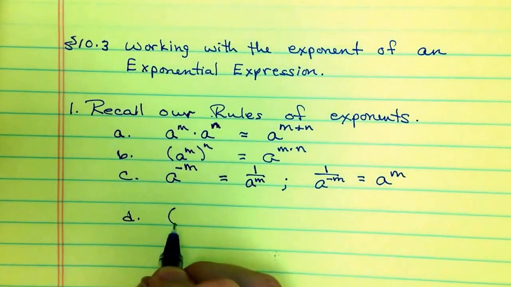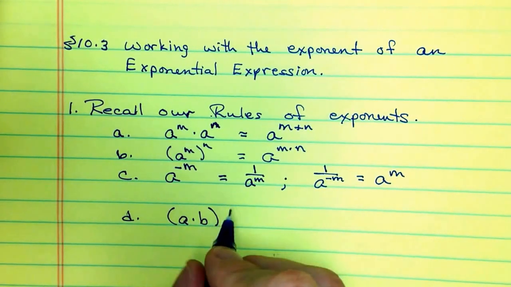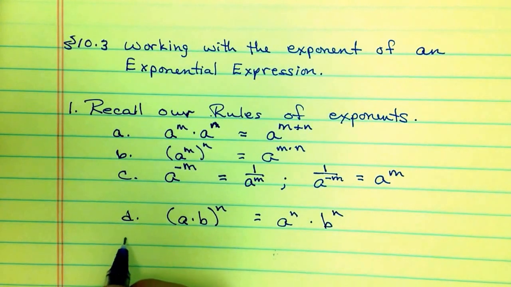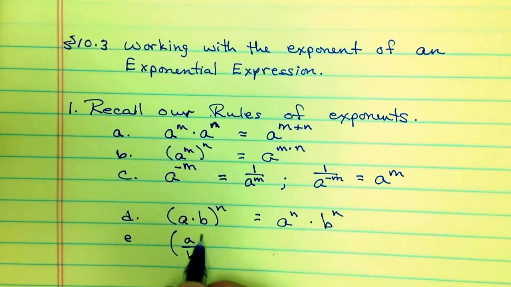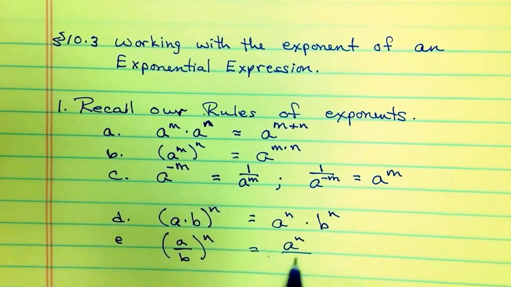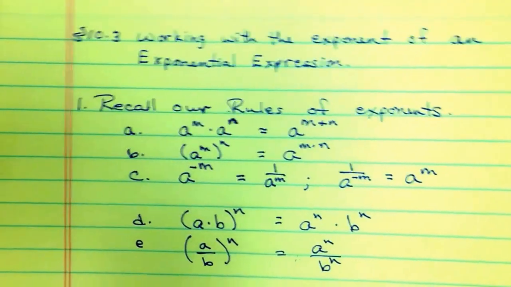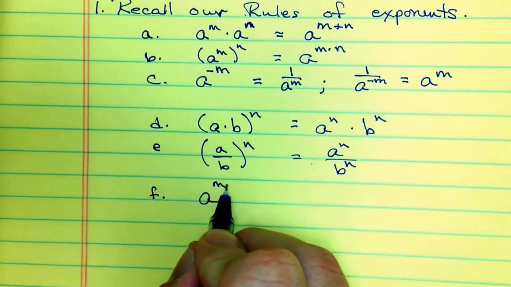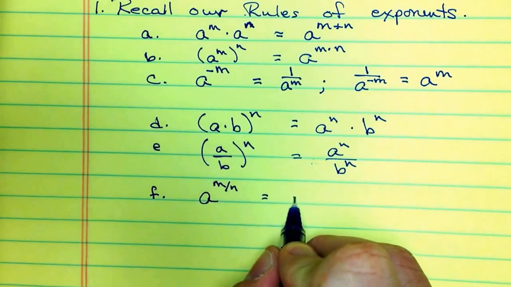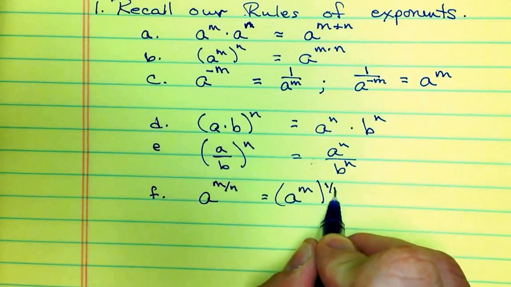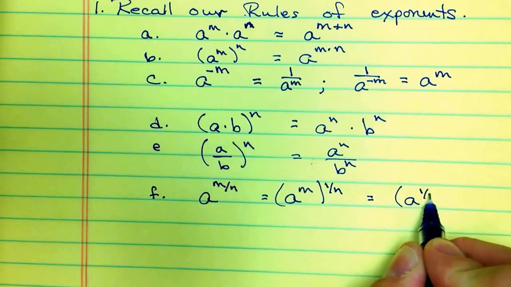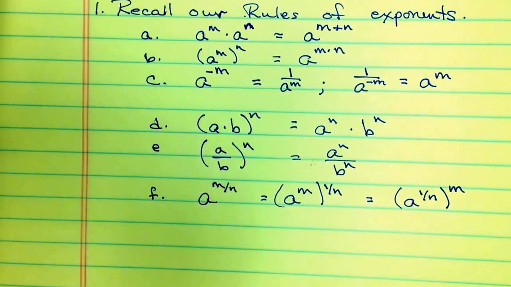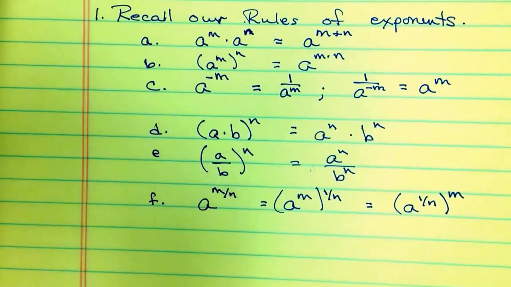What else? Let's see. We have a product to a power. A times b to the n equals a to the n times b to the n. We have a quotient to a power. A over b to the n equals a to the n over b to the n. And finally, one like this, little f. If I have a to the m divided by n, remember we can write that a couple ways. This is a to the m, then to the 1 over n, or a to the 1 over n to the m. So these were all discussed back in chapter 6 with varying degrees of detail.